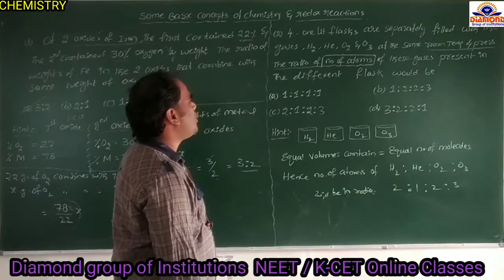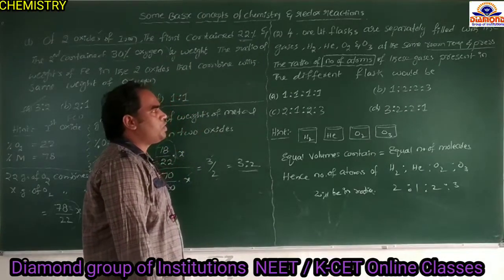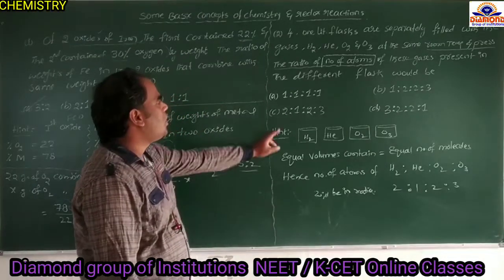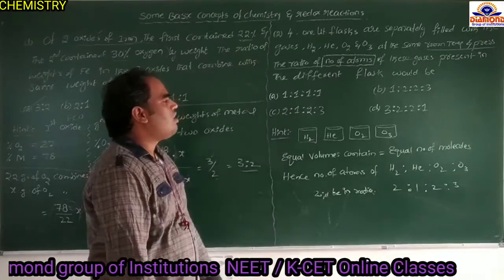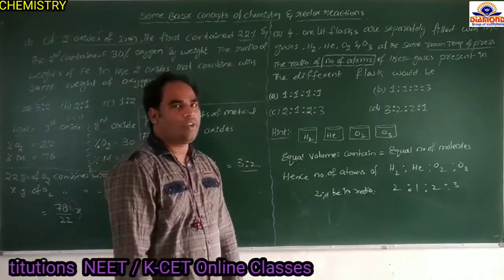Option A 1 is to 1 is to 1 is to 1. Option B 1 is to 2 is to 2 is to 3. Option C 2 is to 1 is to 2 is to 3. Option D 3 is to 2 is to 2 is to 1.